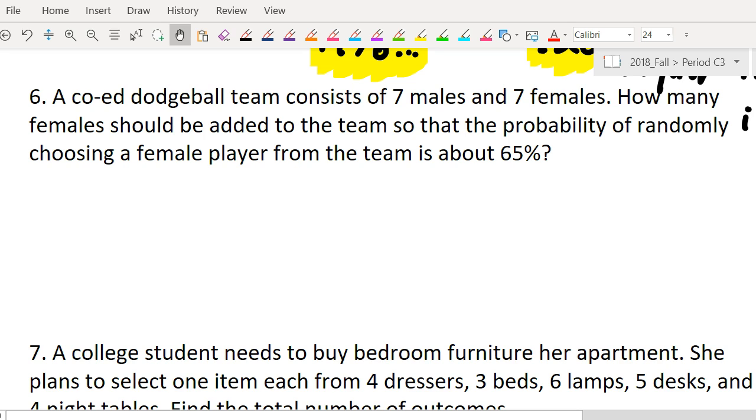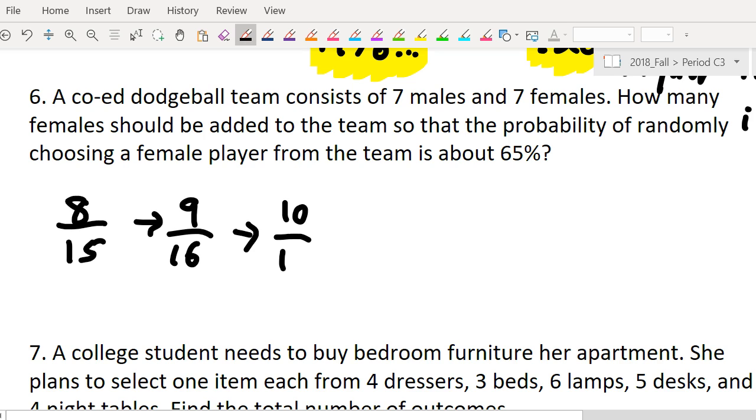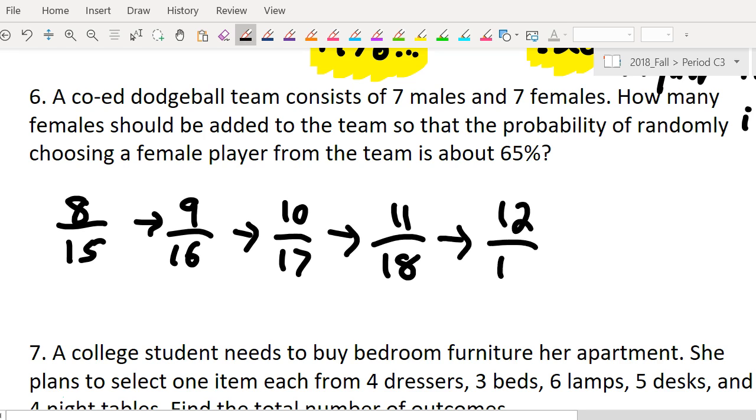We had a problem just like this on our Quizalize, right? Because when you add, then the total changes, right? So don't forget that, because now we have a denominator of 14. But if we add 1, the denominator is 15. And that would be 8 females out of 15. So we need calculator help. 8 out of 15, 9 out of 16, right? 10 out of 17, 11 out of 18, 12 out of 19, 13 out of 20.